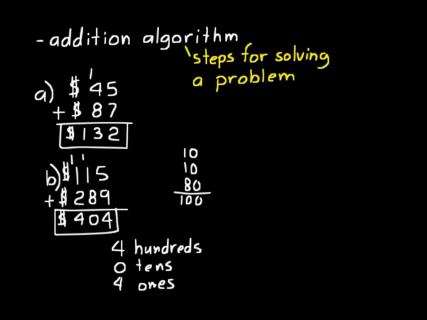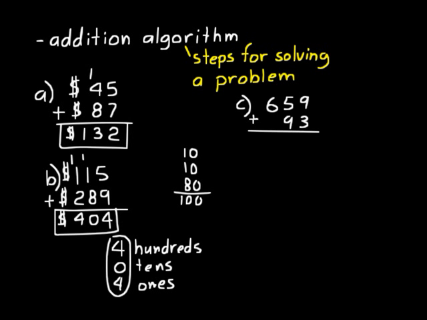So something to think about here, if you wanted to break it up into $100 bills, $10 bills, and $1 bills, when we add 115 and 289, the least number of bills that we could get as a result would be 4 $100 bills, no $10 bills, and 4 $1 bills. And see, that equals 404.